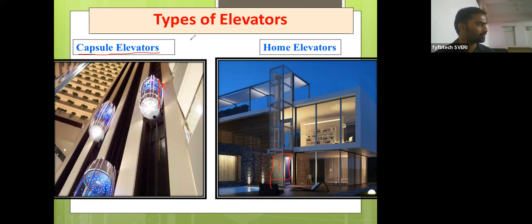Types of elevators. First one is capsule elevators. Second one is home elevators. These are important for the multiple choice questions. He will ask which one is not a type of elevator. These two you have to remember: capsule elevators and home elevators.